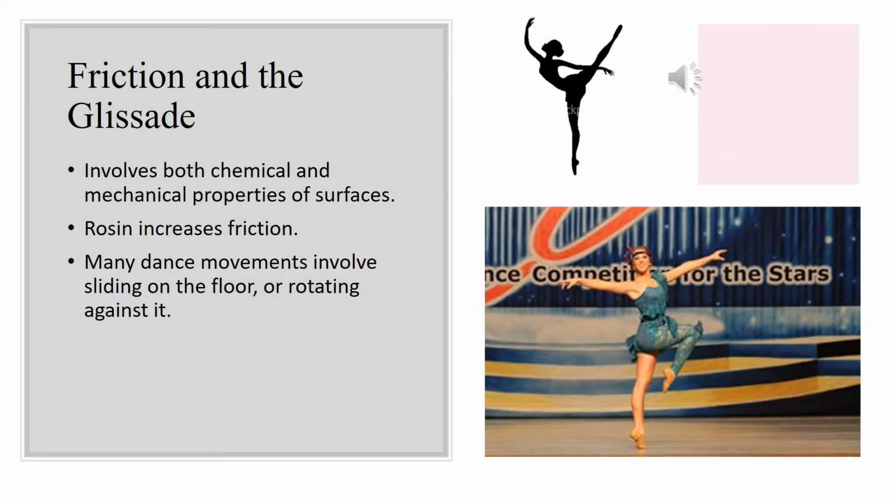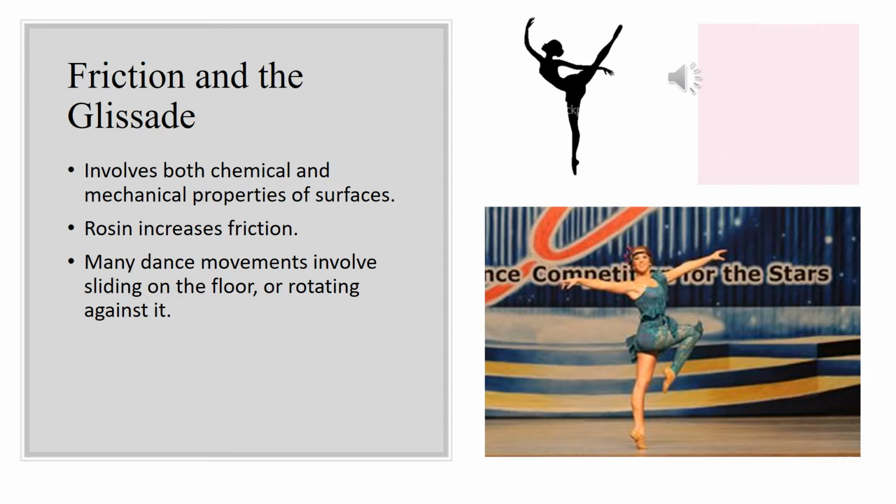So the next topic I would like to talk about is friction and the glissade. Friction involves both chemical and mechanical properties of surfaces. Each type of surface has its own coefficient of friction, and the coefficient of friction multiplied by the vertical force perpendicular to the floor will give the force of friction, which acts against the motion of the dancer.